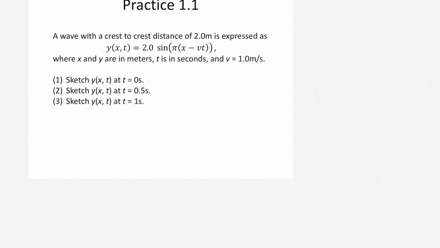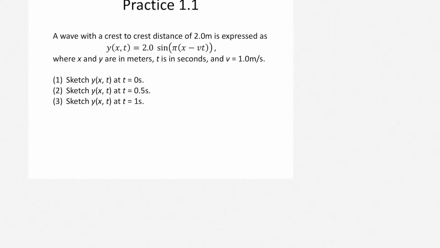In this practice, a wave with a crest-to-crest distance of 2 meters is expressed as y equals 2 sine pi times (x minus vt), where x and y are in meters, t is in seconds, and v is 1 meter per second. Sketch y at t equals 0 seconds is the first question, the second question is t equals 0.5 seconds, and the third is t equals 1 second.